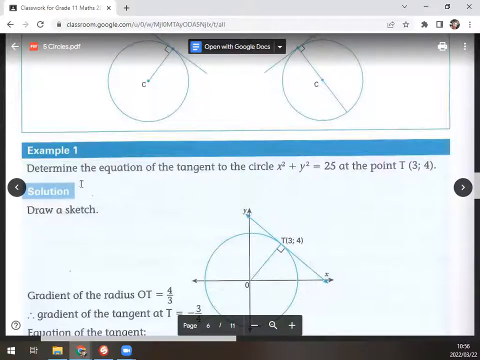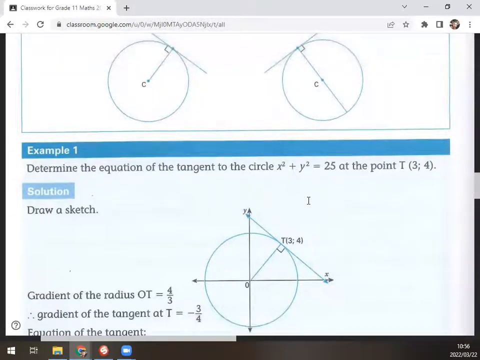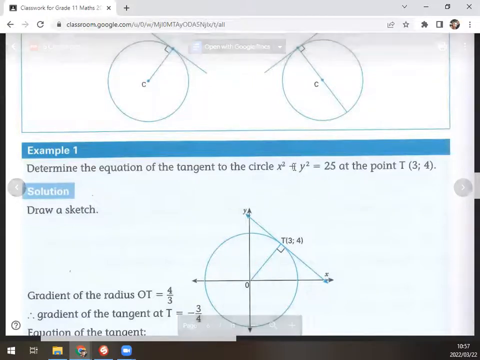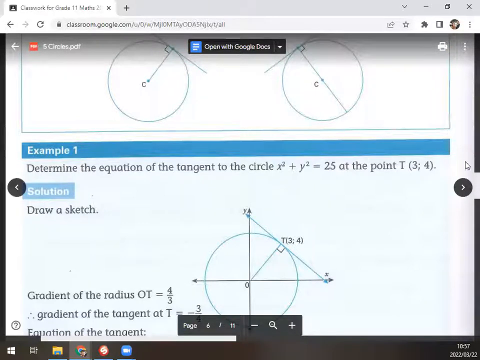This is example 1. You can just write examples and then number 1. This is the first one. Then we'll look at the picture and then we're going to calculate it. Okay, so we're going to find the equation of the tangent to this circle, x squared plus y squared equals 25, at the point T, which is (3, 4). Okay, so just write examples and then number that one, number 1.